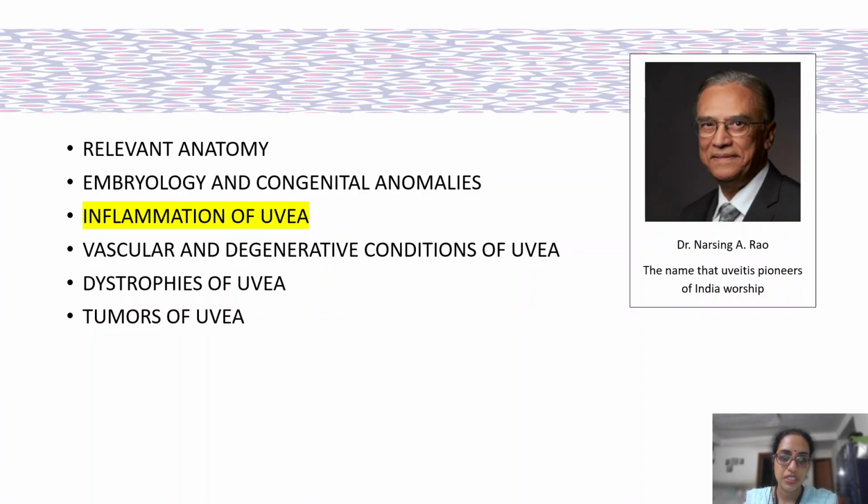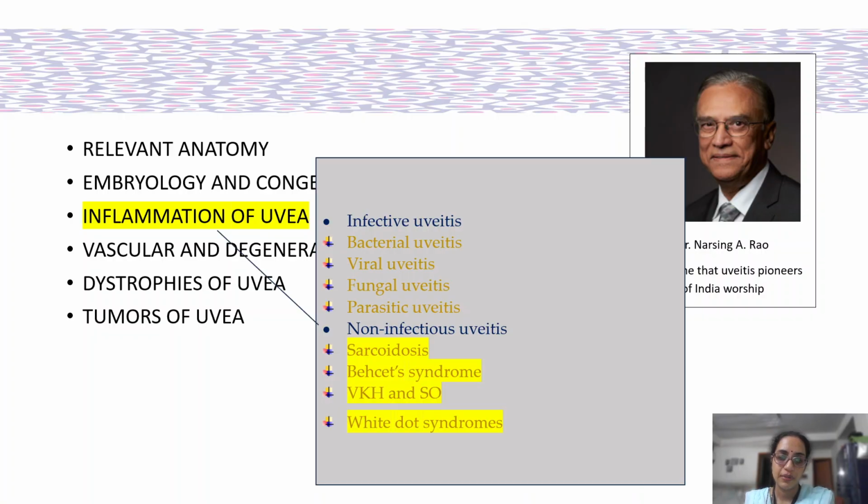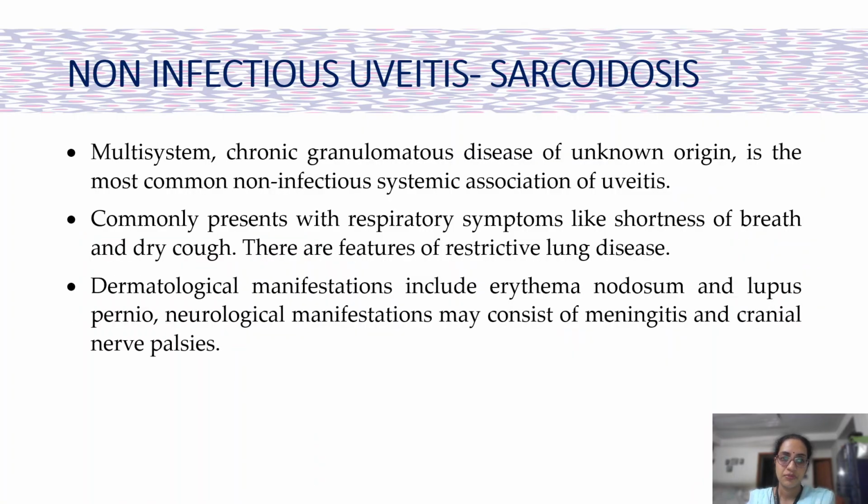We shall now proceed to non-infectious types of uveitis. So today we'll be discussing sarcoid, Behcet's, Vogt-Koyanagi-Harada syndrome, sympathetic ophthalmia, and white dot syndromes. Let's begin with sarcoidosis. It is a multi-system chronic granulomatous disease of unknown origin, and it is the most common non-infectious systemic association of uveitis.